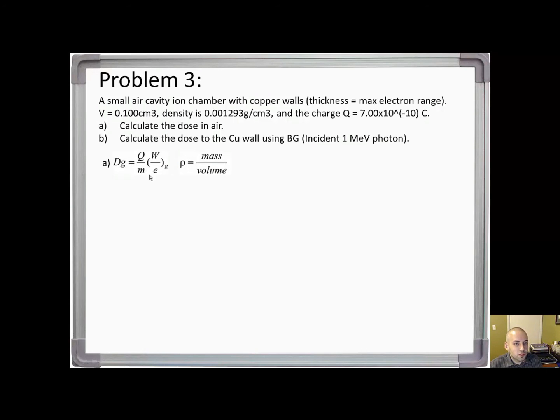So once again, we're just using that formula. And notice that we don't have the mass, right? But what we do have is the volume and the density. So we can rearrange this formula to calculate the mass. And that's what we've done here to get this measurement in grams. But we're going to want to remember that dose is calculated in joules per kilogram. So we're going to want to go ahead and convert the mass to kilograms.